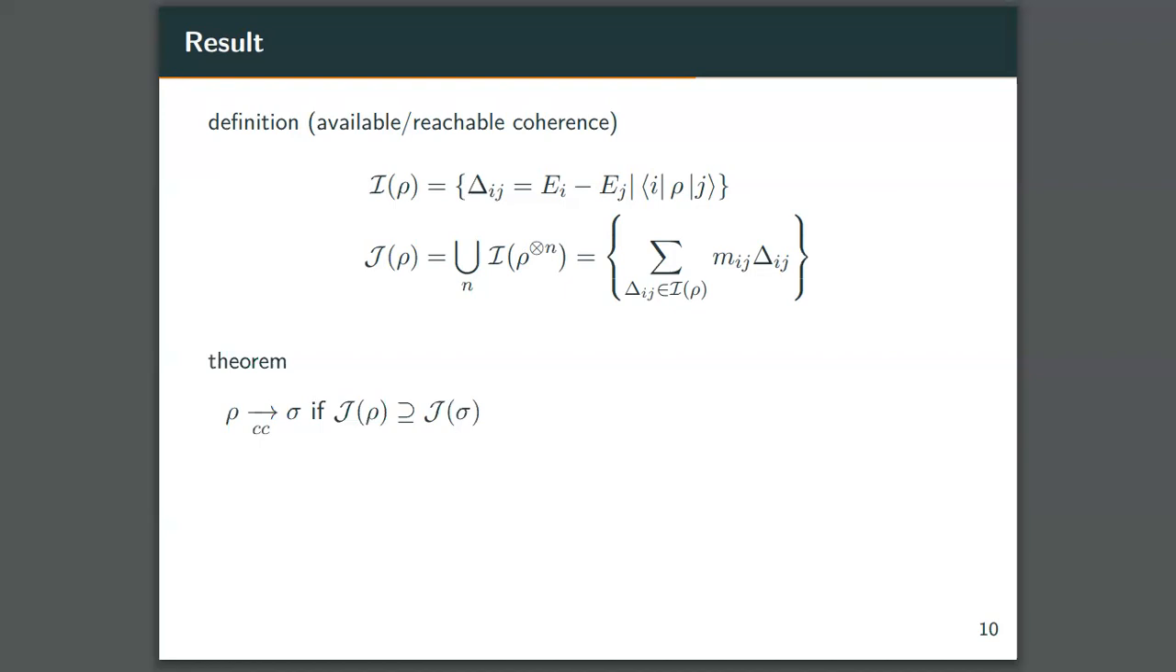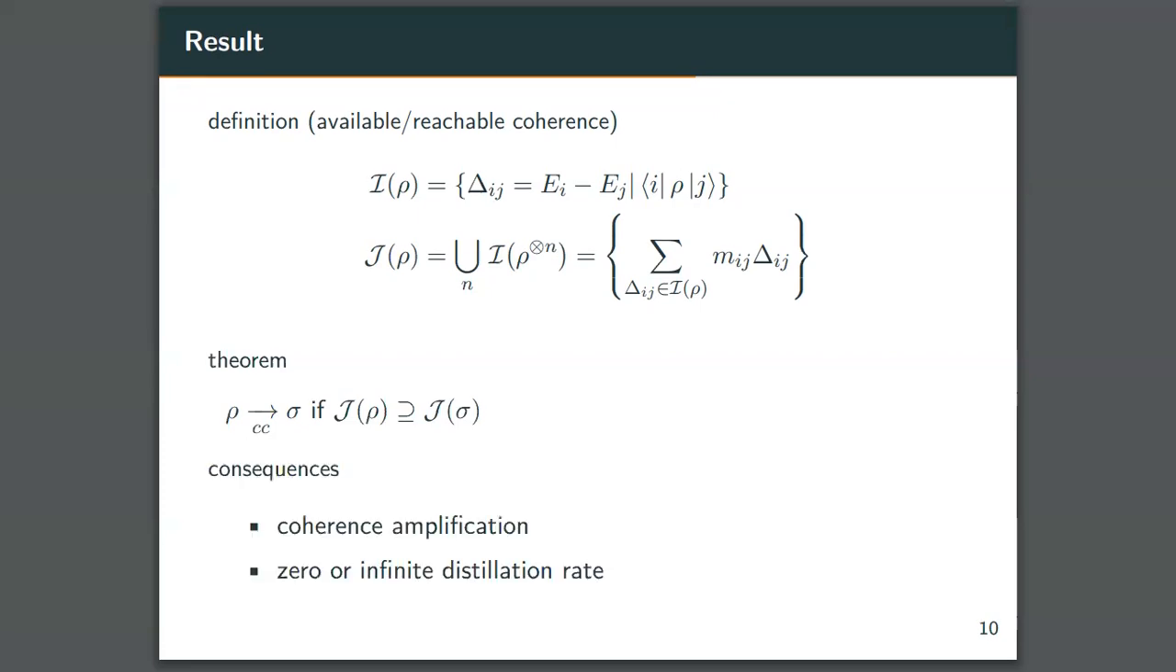You can transform rho to sigma if the reachable coherence of sigma is included in the reachable coherence of rho. It's possible, but if you look at it again, you find that this is actually something pretty weird, right? This means you can amplify coherence unboundedly.